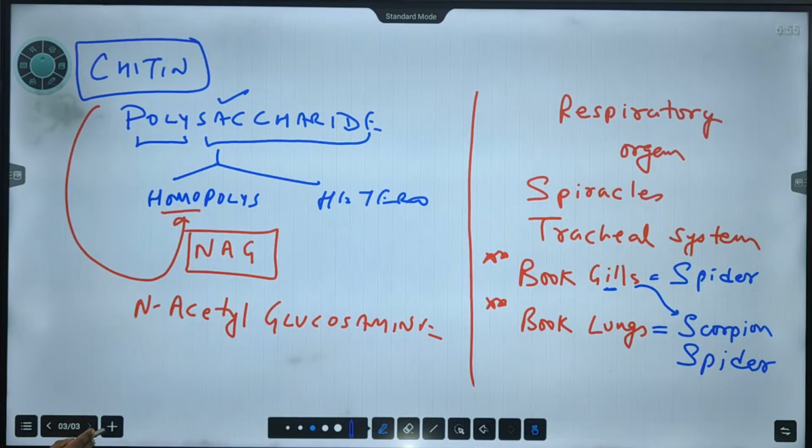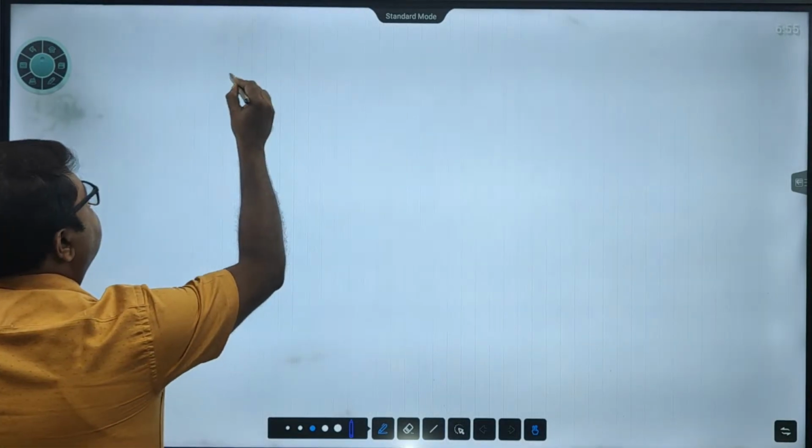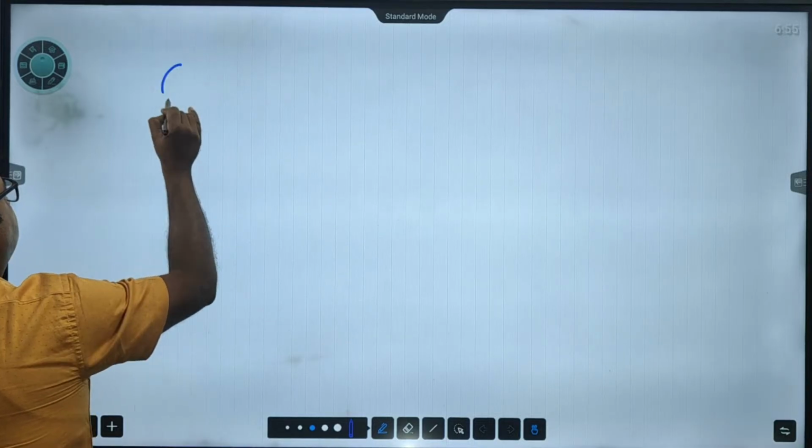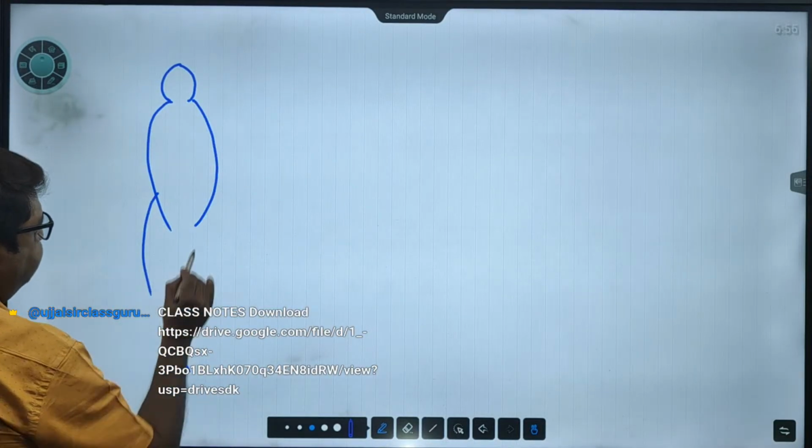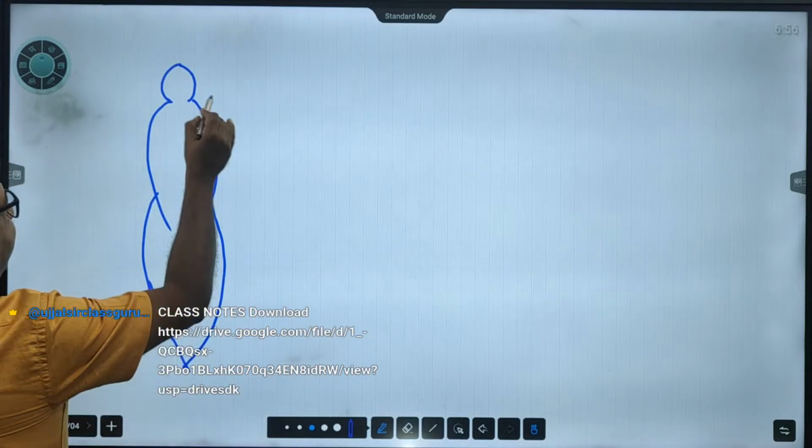Now, let us talk about the cockroach, because the moment we talk about arthropods, what comes to our mind is the cockroach. So the cockroach structure is like this. This is the structure having three parts.